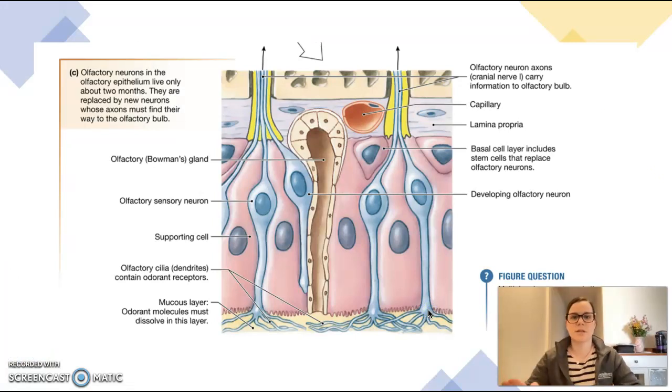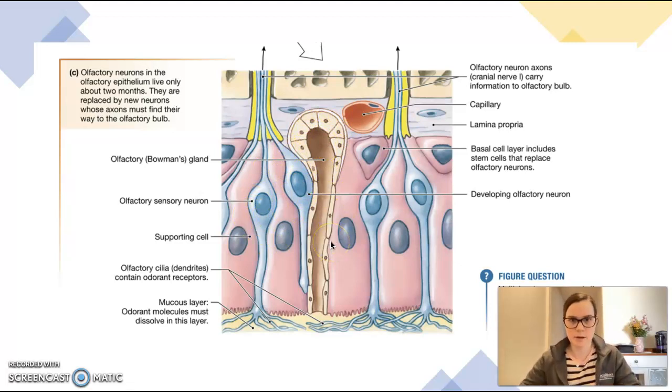So we're actually going to start out with this slide. This is the olfactory epithelium. This is just below the bone, and you'll see that on the next slide with a better view of the overall anatomy. We have Bowman's gland here in the center. We have our sensory neurons, and we can take a look from the bottom up.